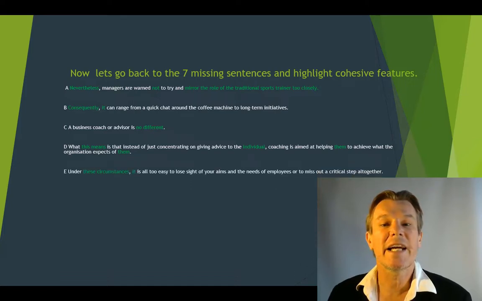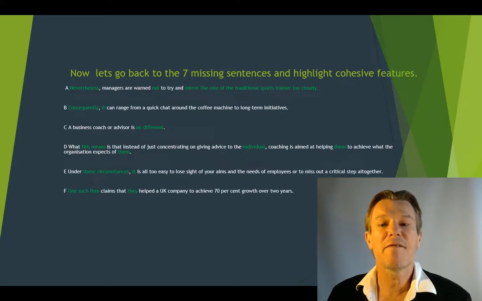If we look at E, again, another determiner, the circumstances. So the circumstances they're talking about must be mentioned in the sentences before, so we need to find these. And again, another pronoun, it. What does it represent?